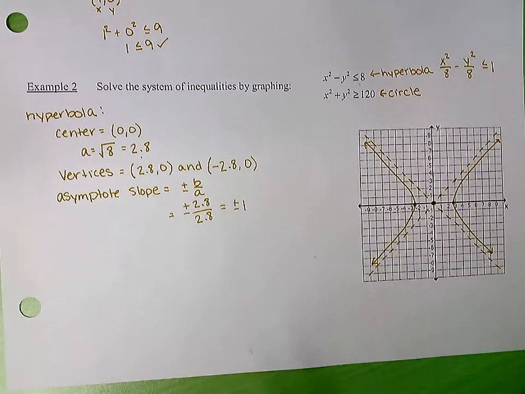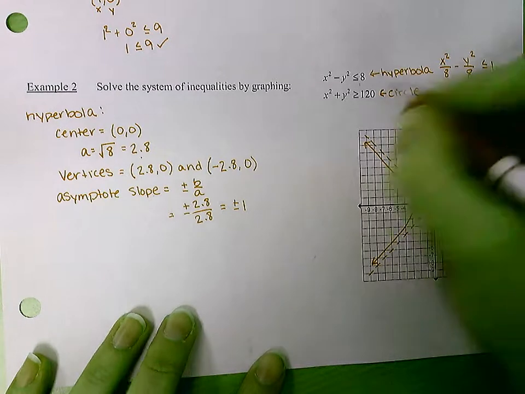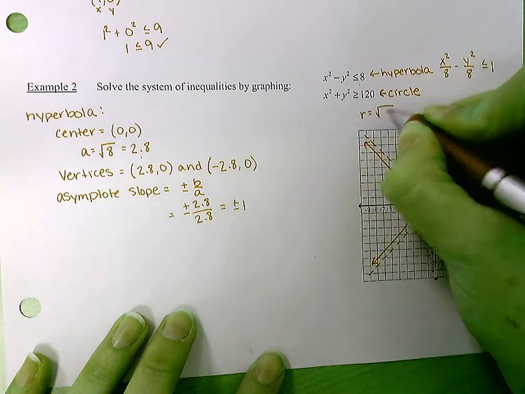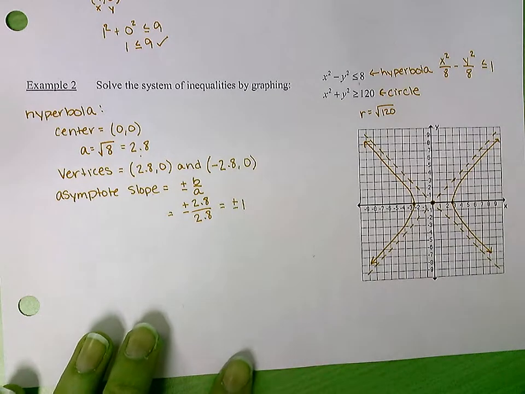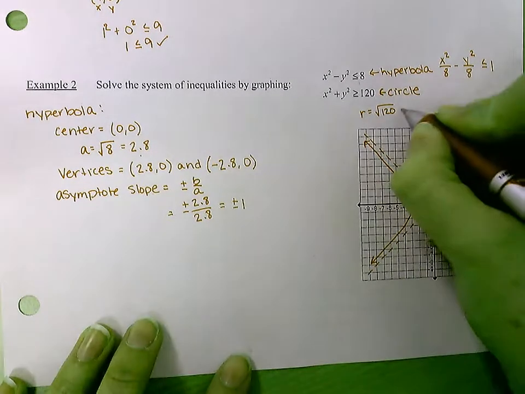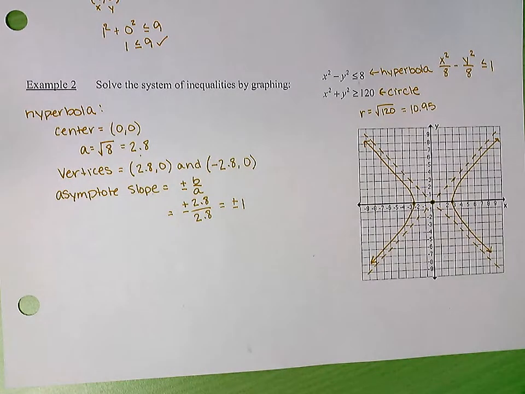Next, I need to graph the circle. You know how to graph a circle. What's the center? 0, 0. What's the radius? The square root of 120. It's a decimal. It's 10.95. It's about 11.